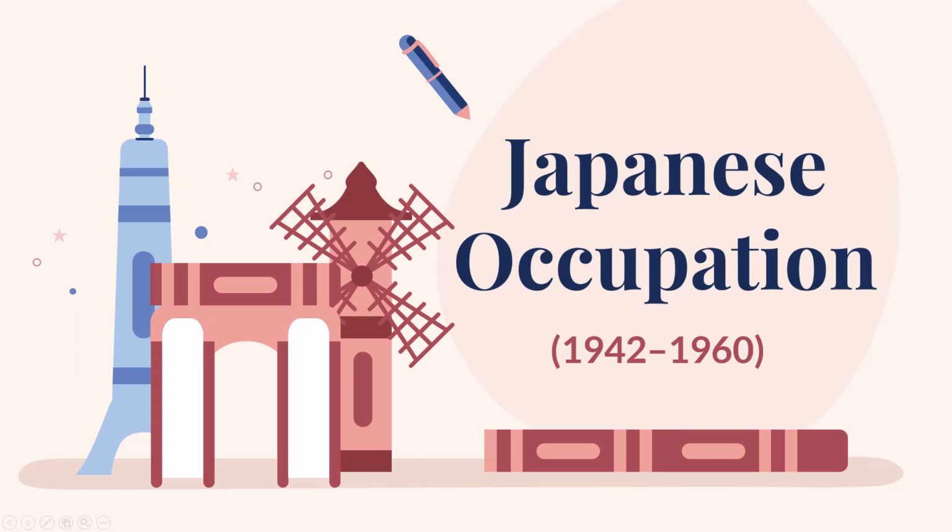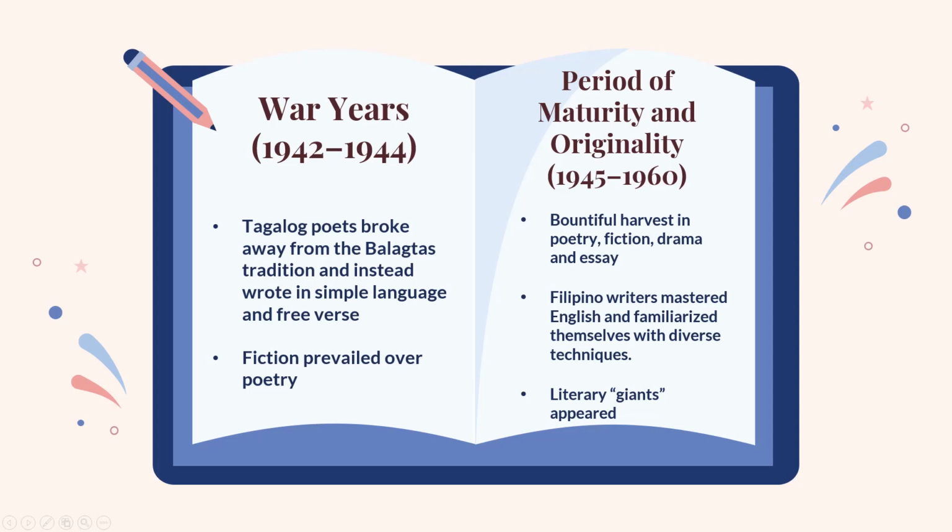The fifth one is the Japanese occupation, from 1942 to 1960. This period is also divided into two. The first one is the warriors, from 1942 to 1944. Tagalog poets broke away from the Balagtas tradition and instead wrote in simple language and free verse. Fiction prevailed over poetry. The second one is the period of maturity and originality, from 1945 to 1960.